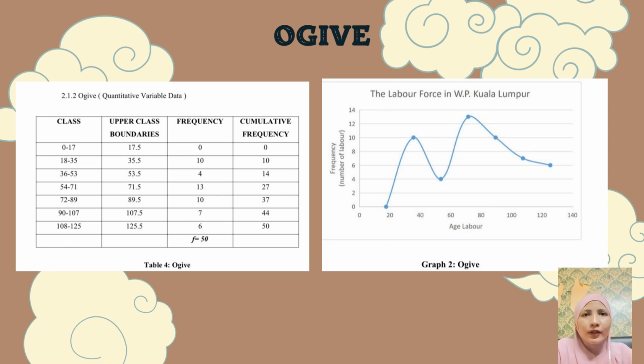For the frequency data, it starts from 0, 10, 4, 13, 10, 7, and finally 6. For the ogive graph, the beginning only needs to start from 0 frequency.